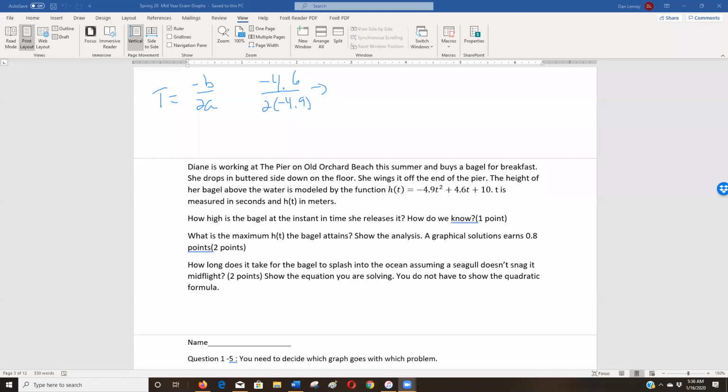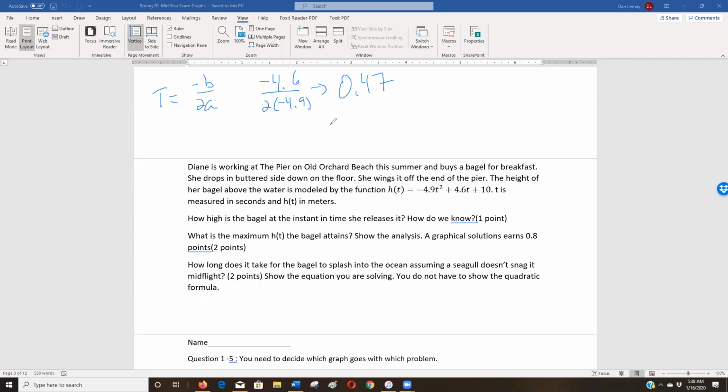More pause. So I got this to be equal to, at time 0 equals 0.47. And that's probably about right for somebody winging a bagel off the pier. I didn't make it up to be right, but that's a pretty reasonable. About a half a second will reach max.